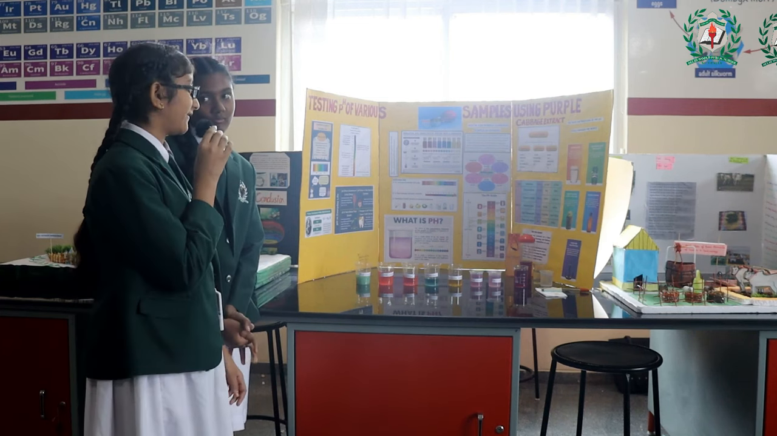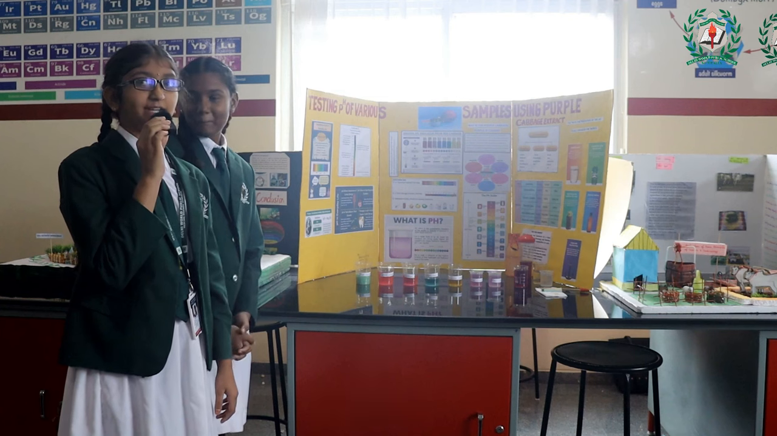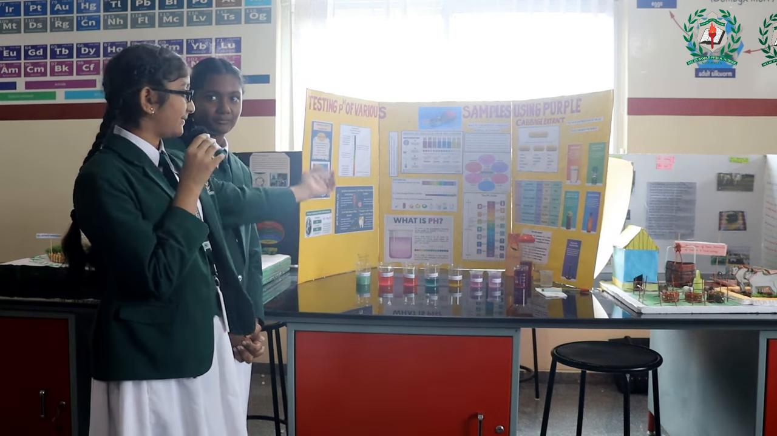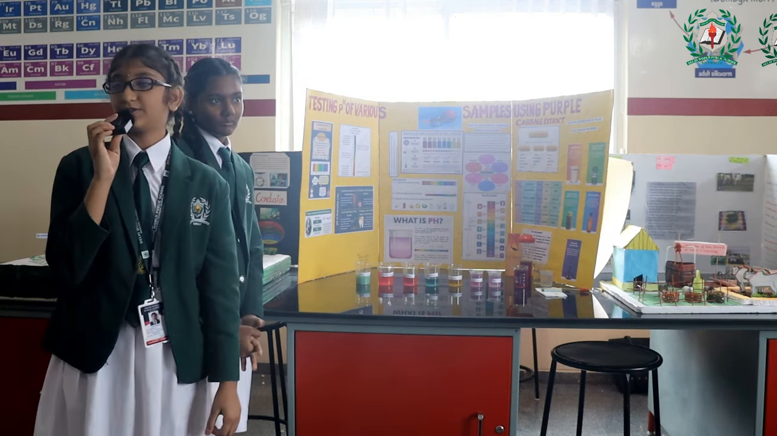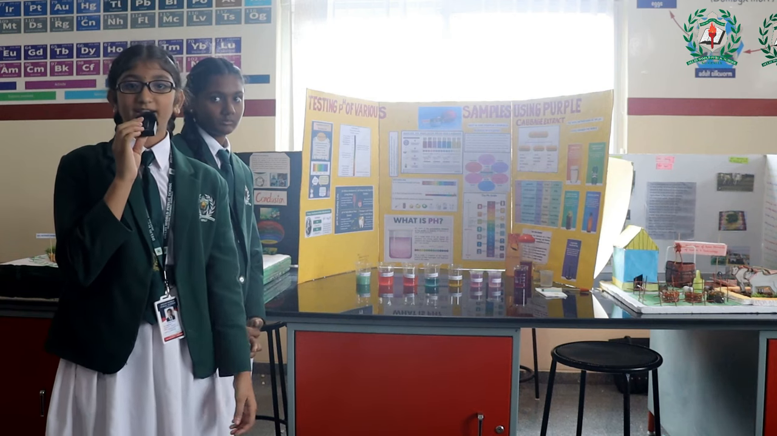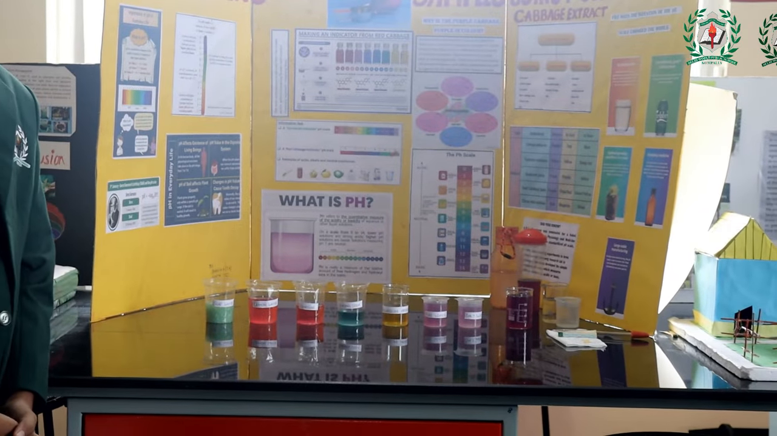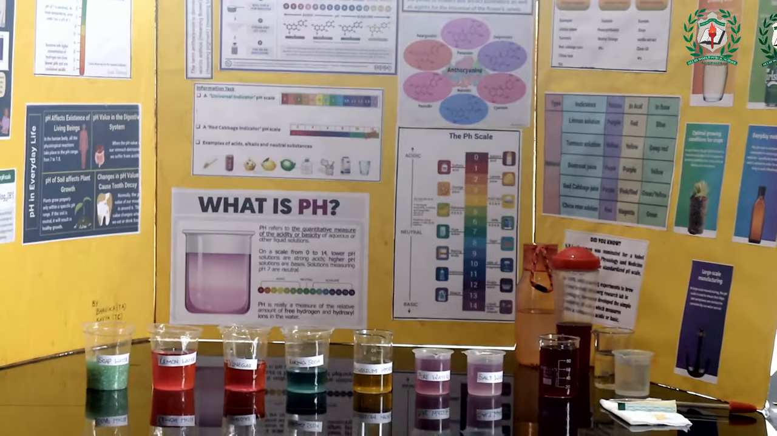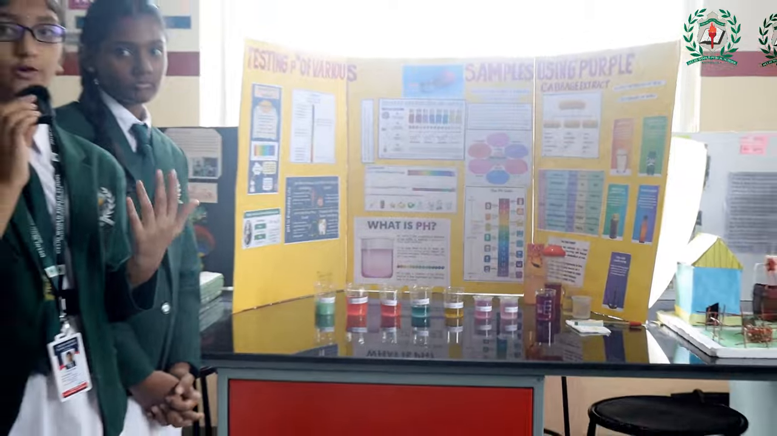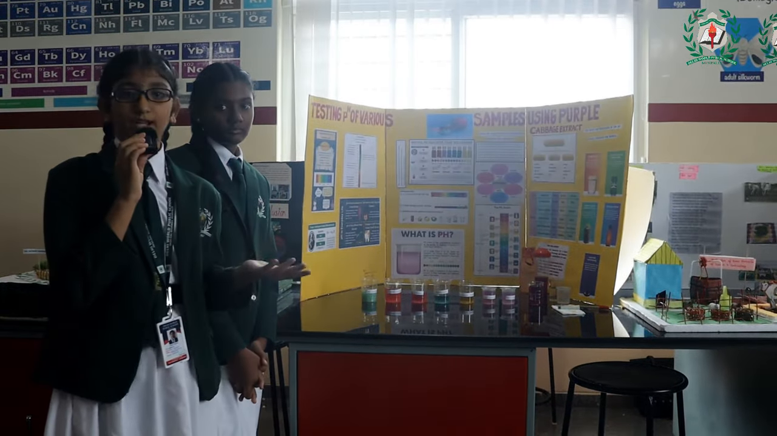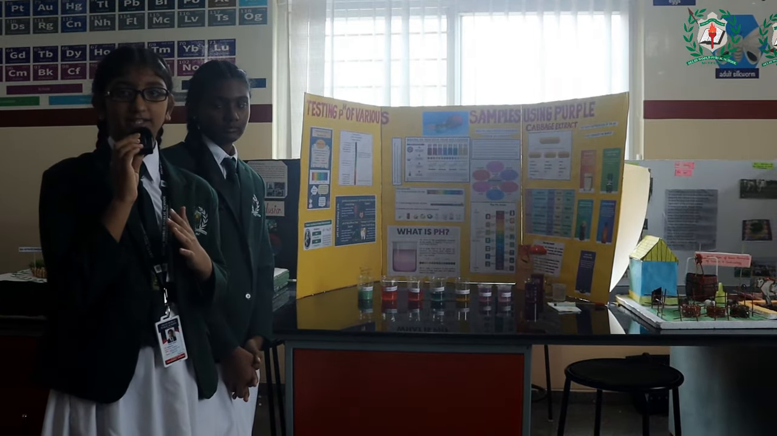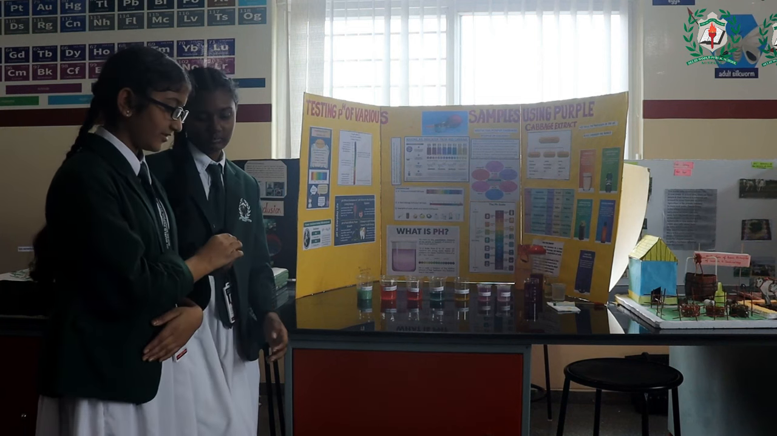Today we are here to talk about a fascinating aspect of chemistry that impacts our daily life: pH and a simple yet effective method to test pH using purple cabbage extract. Let me explain pH first. pH, or potential of hydrogen, is a measure of how acidic or basic a solution is. The scale ranges from 0 to 14, with 7 being neutral. Lower values indicate acidity and higher values indicate alkalinity.